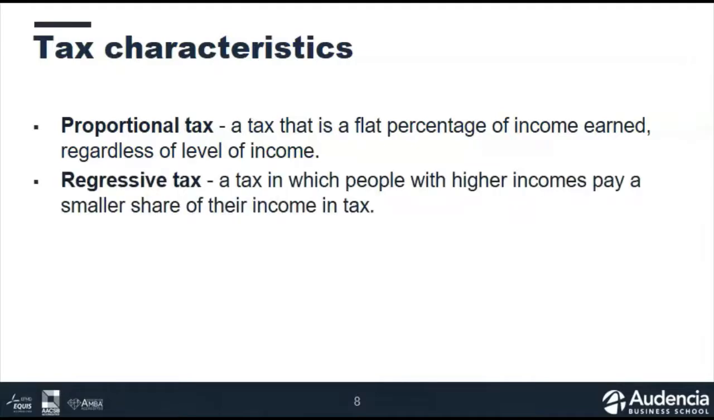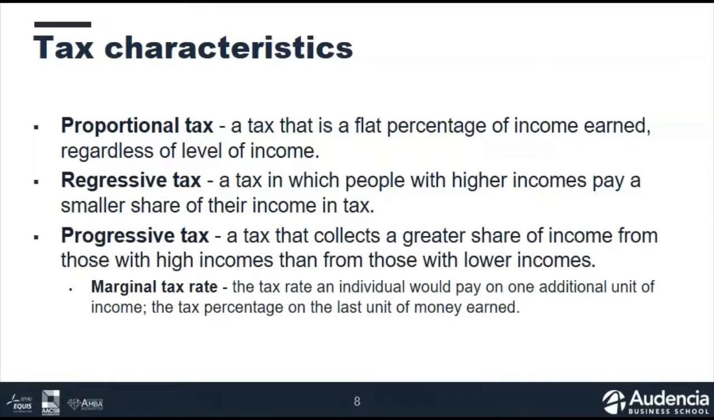We also have regressive taxes, where people with high incomes will, in fact, pay a smaller share of their income. But in most countries, we have what's called a progressive tax, where the tax that's collected will increase the percentage of your income. As your income grows, the percentage tax you pay will also grow. So the more money you make, the more you pay, and the higher rate you pay. And this is represented through what we call marginal tax brackets or marginal tax rates.